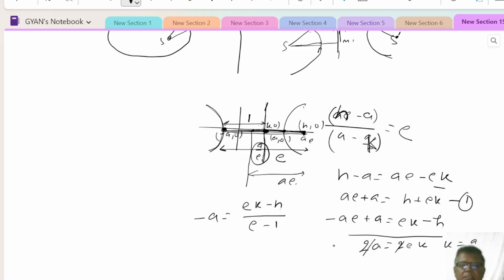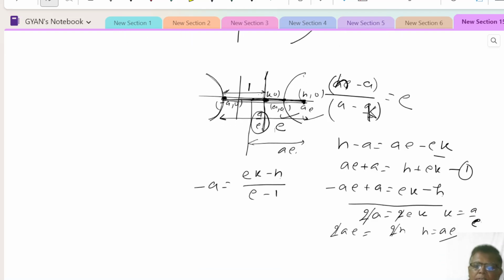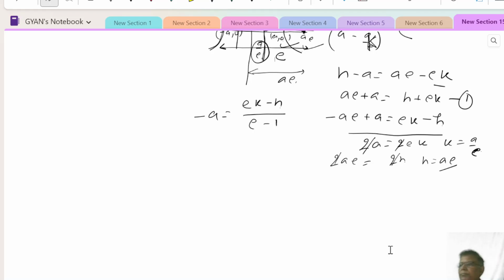And deduct it. Then what will happen? 2AE minus 2A is equal to 2H. So H is equal to AE. So H is equal to A. That we found out. Now, similarly, this thing we have done as per the similar thing we have done in the ellipse. Now come to the deriving equation.